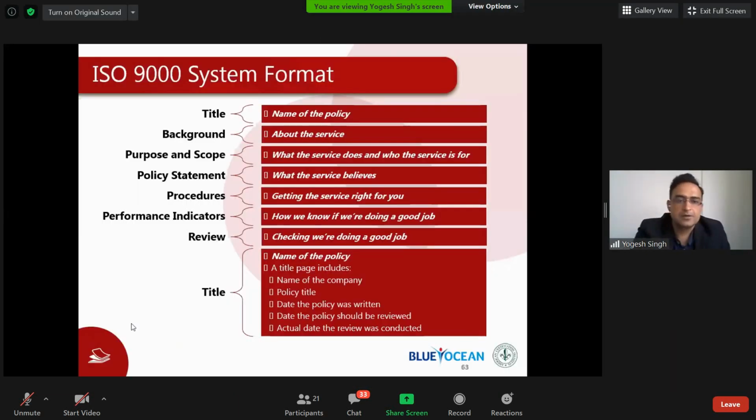All right. So you have to create one policy. Like I said, you have to write down the title, purpose, scope, policy statement, then the procedure, then the KPI or indicator, then review. You need to write it down.